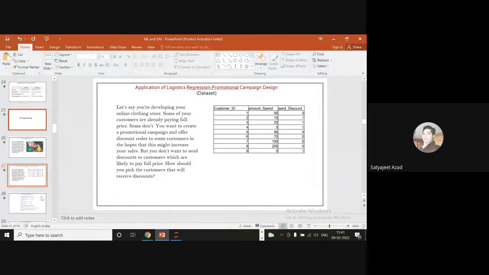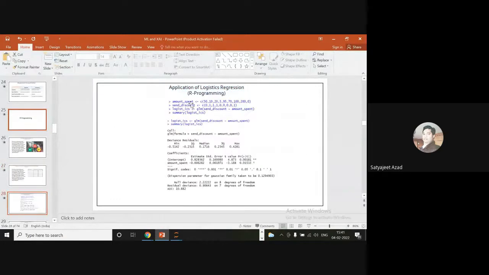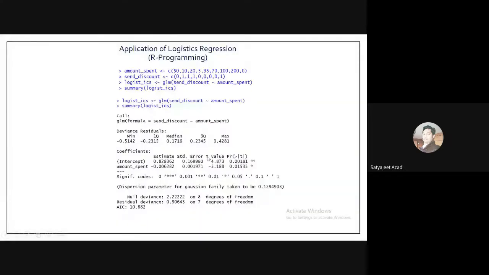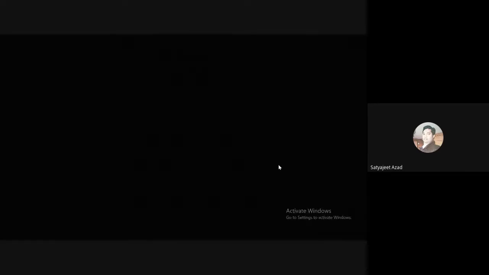So I have applied the same formula here. Now let me explain. When you see the star, it shows you a significant value, because there is some impact of this independent variable on the dependent variable. This is how you can interpret it. The value should be less than 0.05.